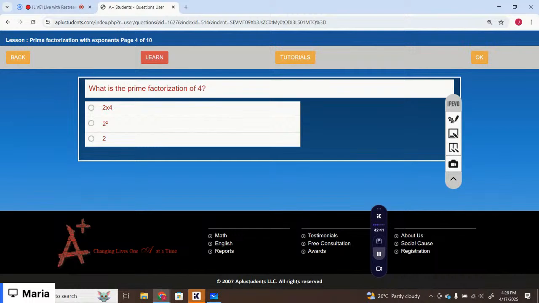That is 2 times 2, or you can write it as 2 squared. Option number 2 is the correct option.